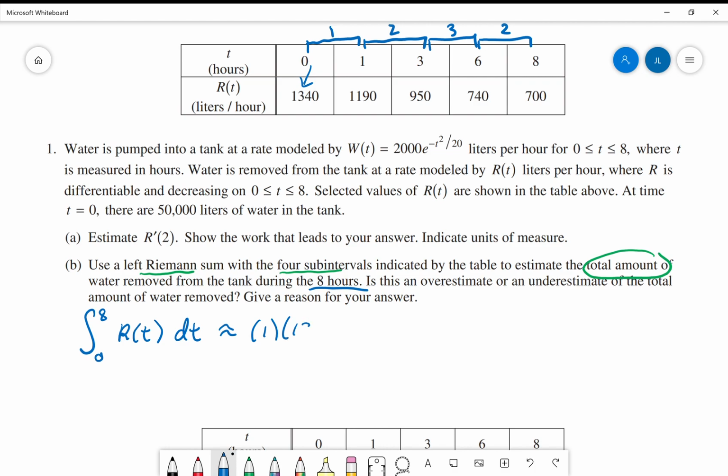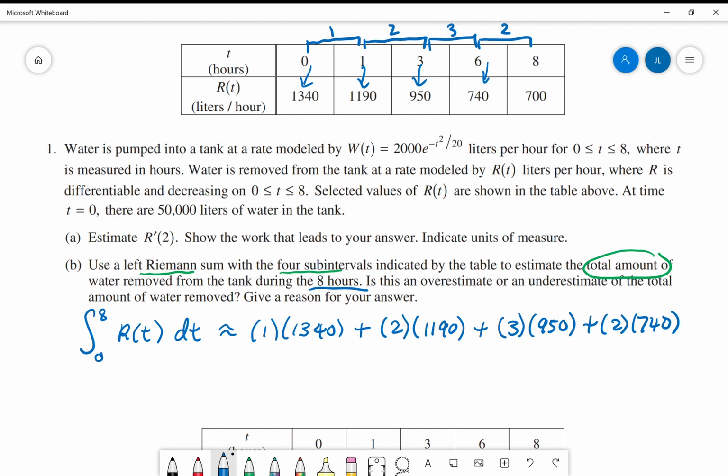So the first height we have 1,340, plus the next width is 2, and your next height would be the 1,190. Keep going, a width of 3 times 950 plus a width of 2 times the height of 740. And again, you're thinking rectangles here. Now notice the last height we're not going to use because we're finding a left Riemann sum and not a right Riemann sum.